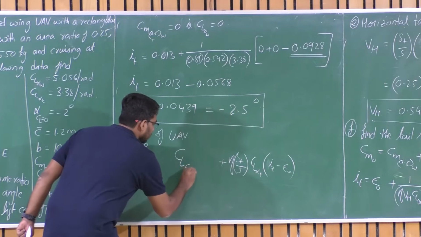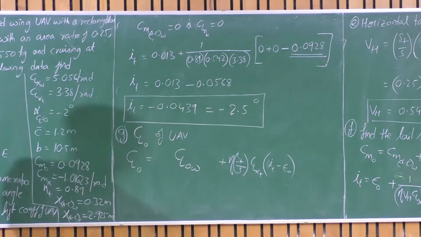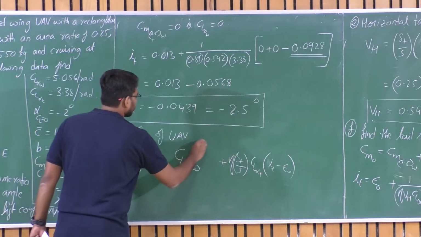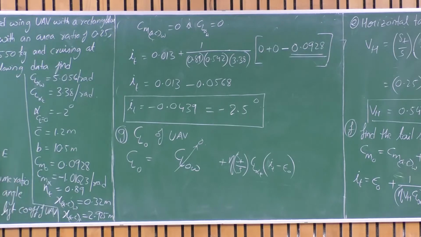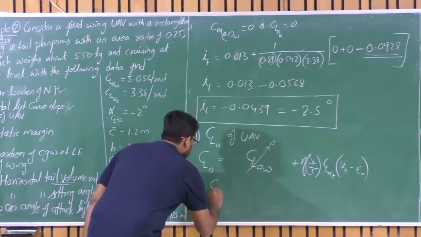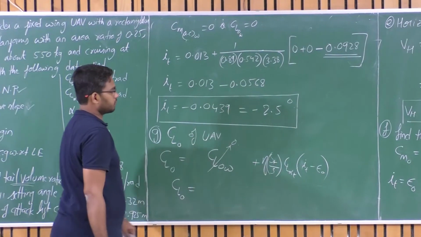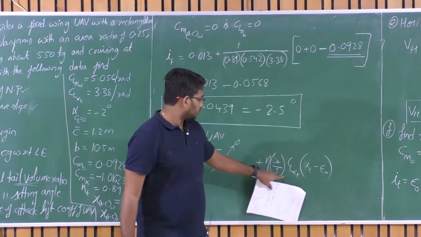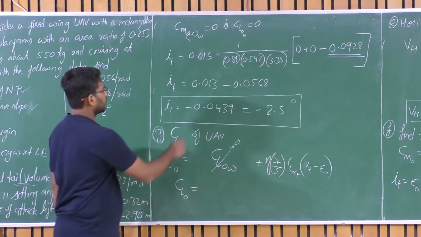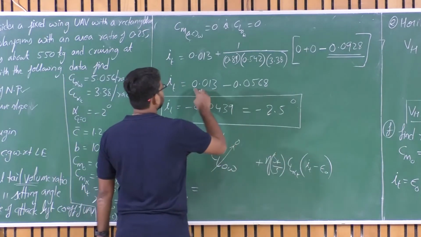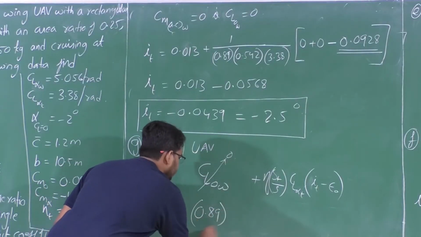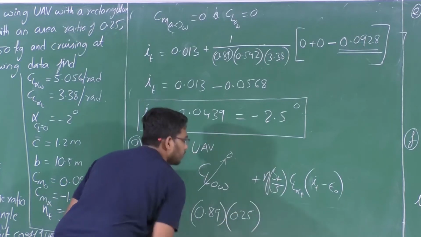No, this is CL naught of wing plus eta st upon s, CL alpha of tail, (i_t minus epsilon naught). CL naught of wing is 0 because we have a symmetric wing and tail. So the CL naught of the total aircraft comes from this tail contribution, which is minus 2.5 degrees, approximately minus 0.0439 minus 0.013. Eta is 89% and 0.25 is st upon s.